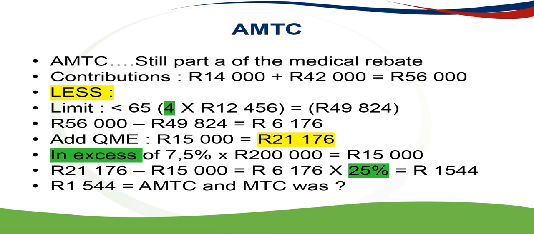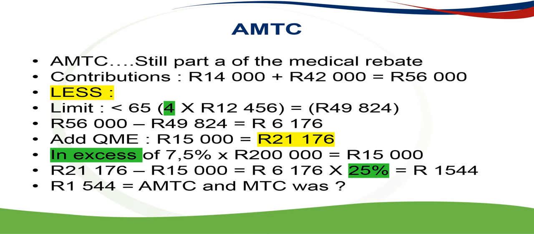The first is you have to ask yourself, what exceeds 7.5% of your taxable income? If you take 7.5% of 200,000 taxable income, which we gave you, it's 15,000, right? So what exceeds the 15,000? You look at the 21,176, which was your total contribution less your limit, add your QME. Remember that formula? By how much does 21,176 exceed 7.5% of taxable income? It exceeds 15,000 by 6,176. Okay, the calculation's in front of you. 25% of this is your AMTC.